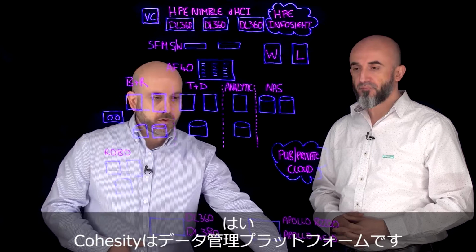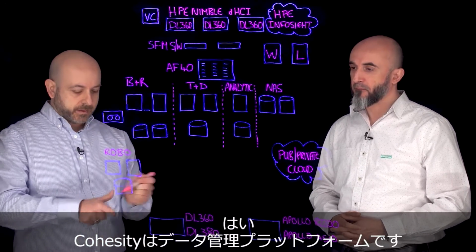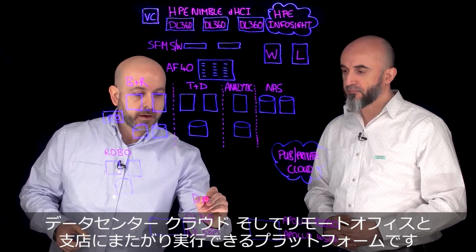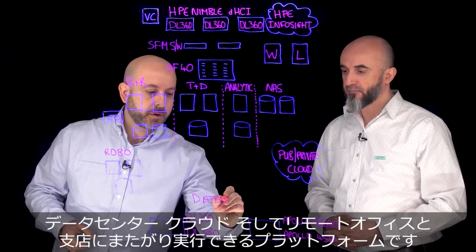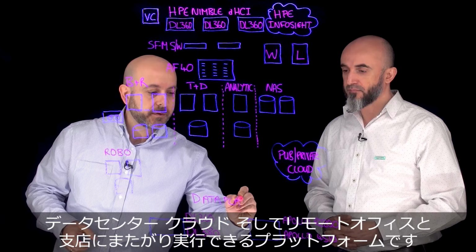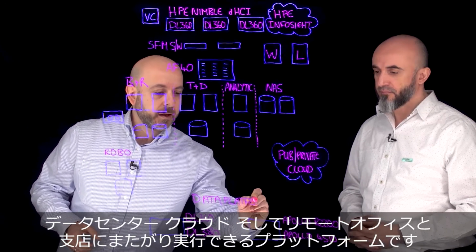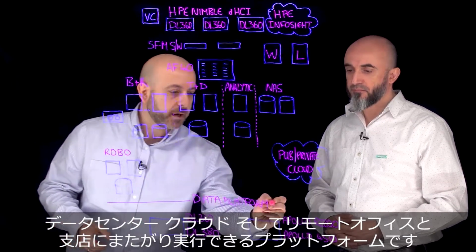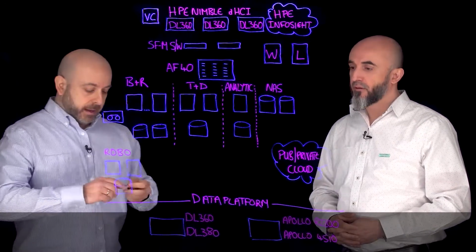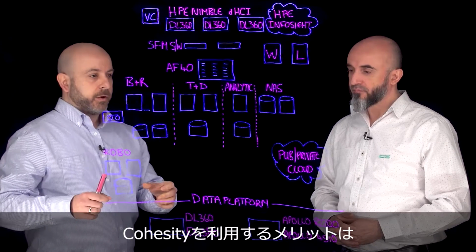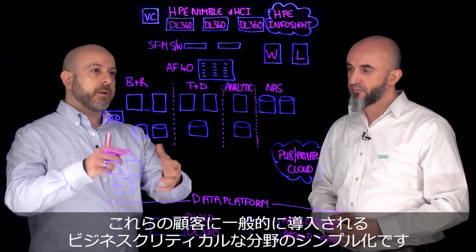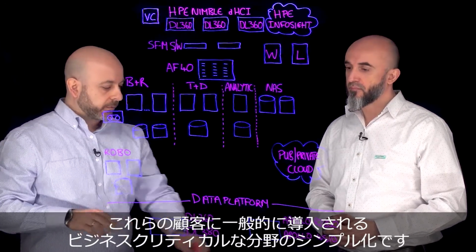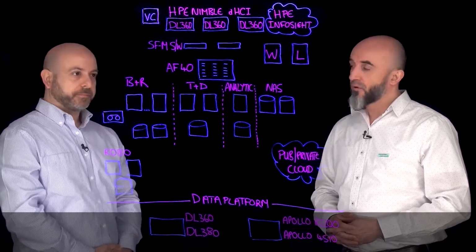Sure. So Cohesity is a data management platform. It's a platform that can actually span both the data center and also the cloud and also your remote offices and branch offices. And the benefit of using Cohesity is around simplification of this business critical area, which is very typically deployed in a lot of customer situations.